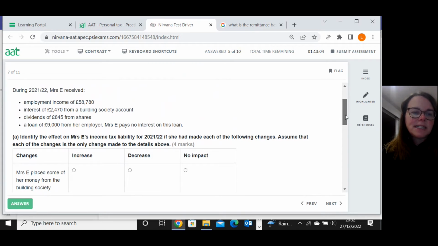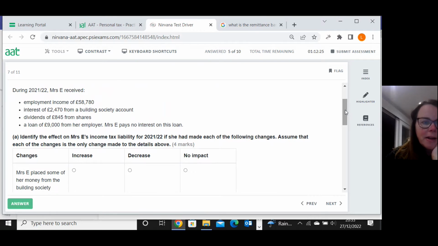So Mrs. E received employment income of 58,780, building society interest, dividends, and a loan of £9,000 from her employer on which she pays no interest. So it's under 10,000, so it will be exempt. Identify the effect on Mrs. E's income tax liability if she had made each of the following changes. Assume that each of the changes is the only change made.